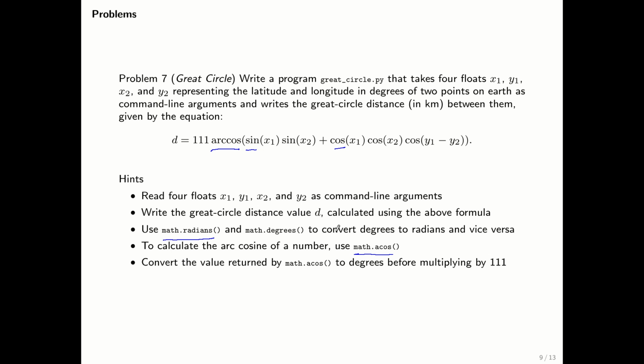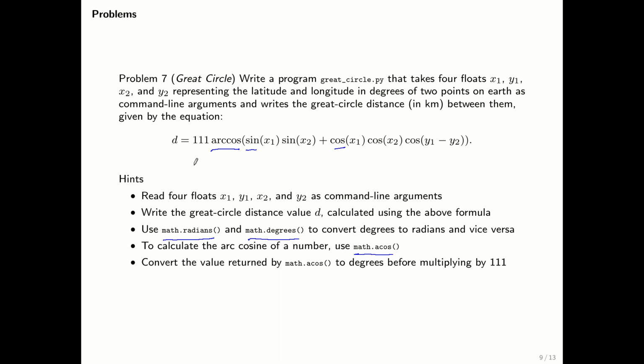All right, now what you need to do is before you multiply that return value with 111, you need to turn that angle in radians to something in degrees. And for that, you can make use of the math.degrees function, right? So whatever is returned by acos, you need to first convert to degrees and then multiply with 111. Okay?